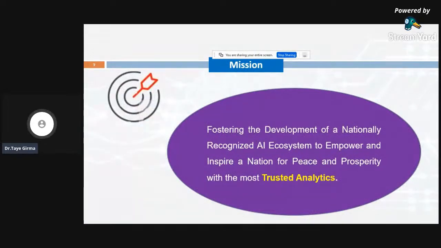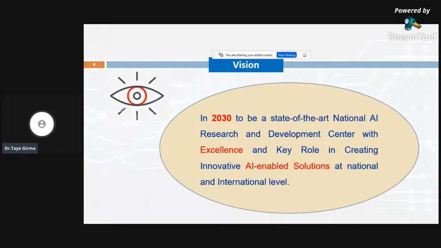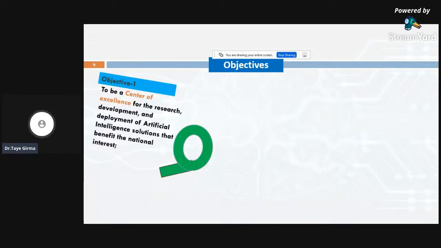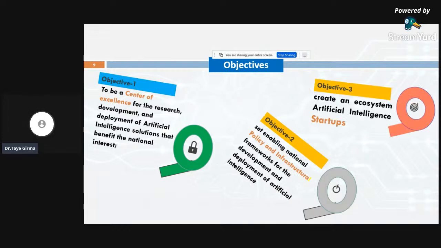The center has been established with a mission of fostering the development of a nationally recognized AI ecosystem to empower and inspire a nation for peace and prosperity with the most trusted analytics. We have a 10-year vision, and we want to be a state-of-the-art national AI research and development center of excellence, with a key role in creating innovative AI-enabled solutions at the national and international level. So we have set 3 objectives.